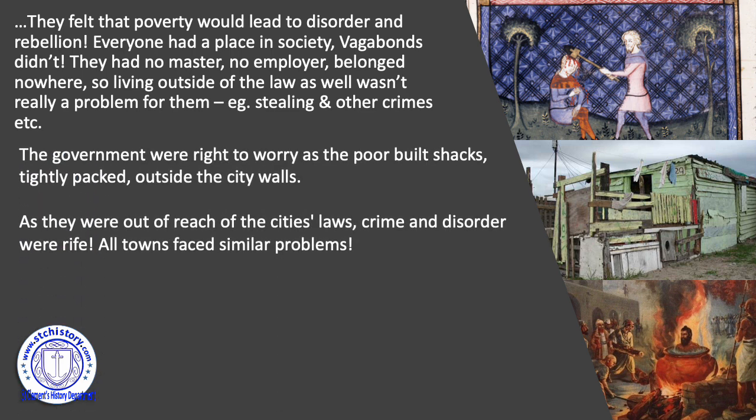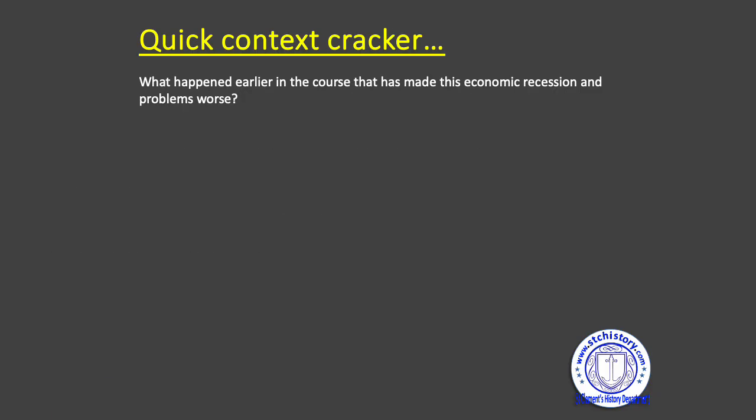Because there is so much going on, so much poverty, it's about time, even if you could argue they caused a lot of it. Alright, so the government were right to worry, as these shacks were built tightly packed outside city walls, a real mess. As they were out of reach of the city's laws, crime and disorder was rife. All towns in the country faced the same, even King's Lynn. I'd imagine these people would have built shacks outside the south gates. Just every town would have been the same. So something is going to be done about it, so let's have a little look.